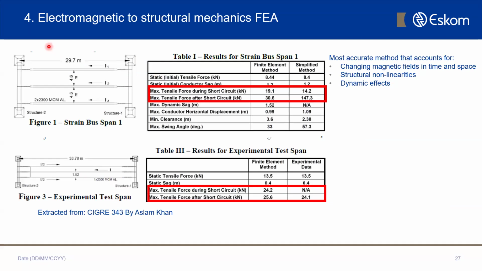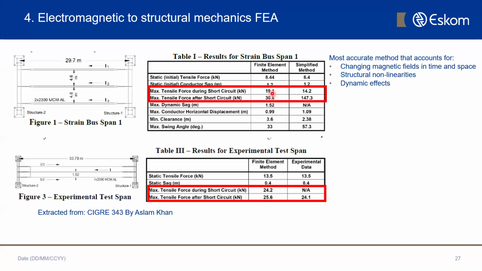And a final method that you can use is the electromagnetic FEA to structural mechanics FEA. Essentially, what this entails is a coupled physics problem. There are some software that can do it, notably ANSYS and ADINA. So you can do it using this method, and you're going to get the most accurate results. This has been done in a Segre document as well.